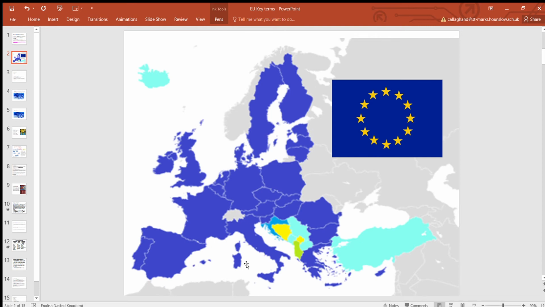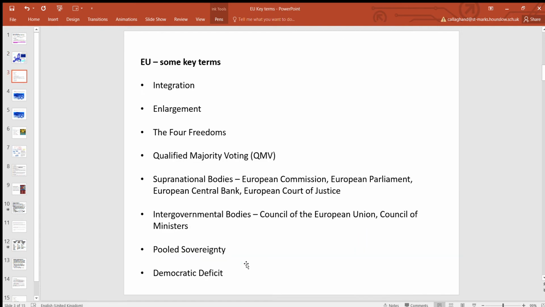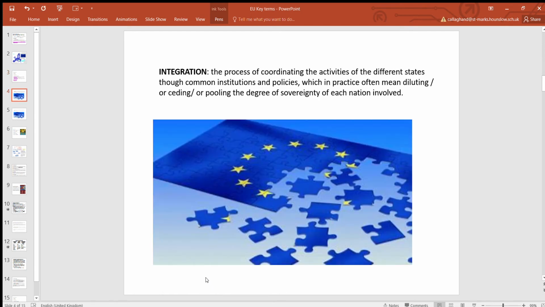So here's our EU, 28 states, of course 27 now with the UK gone, and some of the key terms we're going to look at are integration, which we've mentioned already, enlargement, which we've mentioned already, and now we're going to look at the four freedoms, QMV, qualified majority voting, supranational bodies, what are they and which are the supranational bodies in the EU, intergovernmental bodies, pooled sovereignty, which we mentioned in the last video, and democratic deficit.